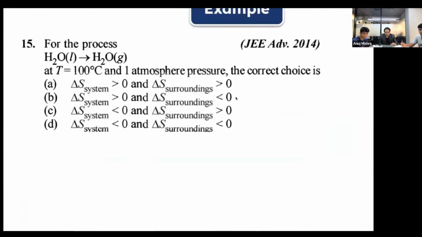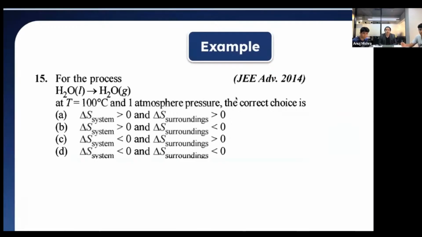This you can answer. JEE Advanced 2014 का क्वेश्चन. वाटर लिक्विड वाटर वेपर में जा रहा है. टेम्परेचर है 100 डिग्री सेल्सियस, प्रेशर है 1 एटमॉस्फेरिक प्रेशर. अब बताओ क्या होगा. At 1 atmospheric pressure and 100 degrees Celsius it is at equilibrium, because the boiling point of water is 100 degrees Celsius. So what's the answer? Delta system is more than 0, delta surrounding is more than 0.